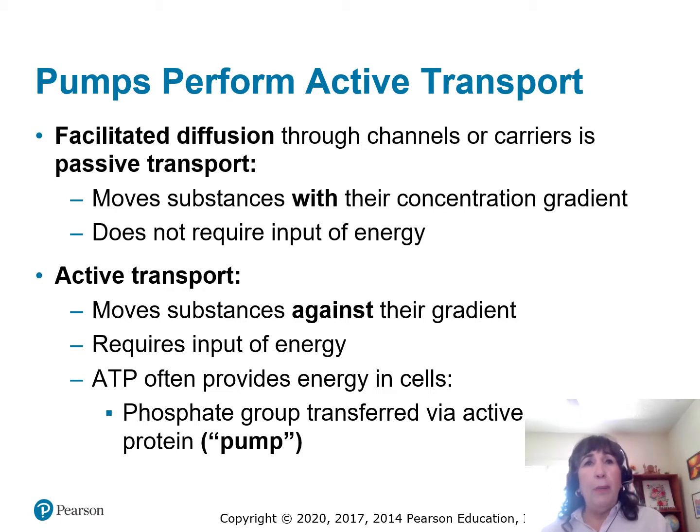Active is just the opposite. Things are moving against a concentration gradient. It's going from low to high, low to high. It's like pedaling up the Franklin Mountains. It's going to take a lot of energy. So A is for active transport. A is for ATP, the energy used in cells to make things work.